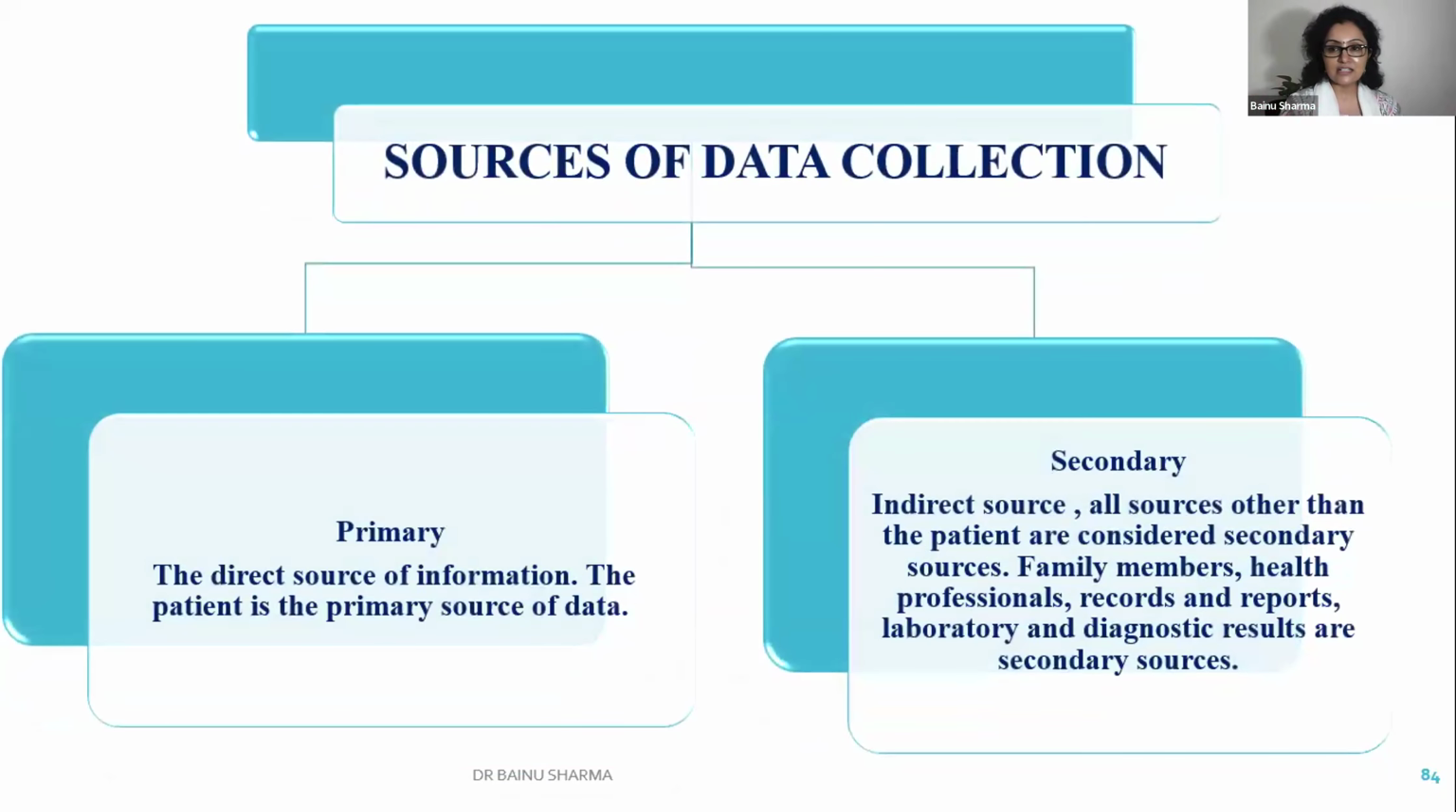Then the sources, as I told you, sources have to be 2. One is the primary source, that is the patient himself. He will tell you all the details of his symptomatology. And the secondary source, that is the indirect source, mainly the patient's reports, the patient's family members, his health professionals, and the diagnostic results. That is the secondary source of data collection of a patient.